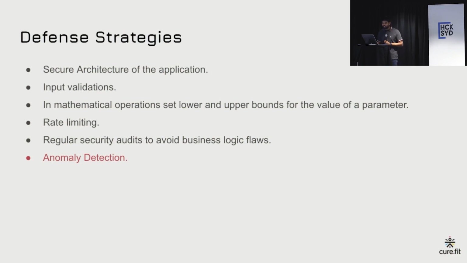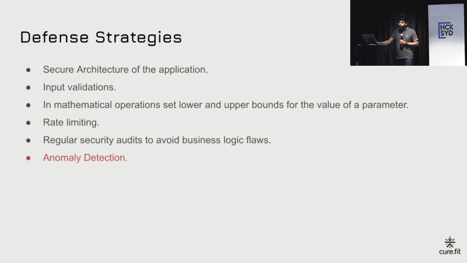Then input validation should always be there, and in mathematical operations, as we have seen, we should put a lower bound and an upper bound for all kinds of parameters based on requirements. Rate limiting should be placed, but with some different logic, I would say.